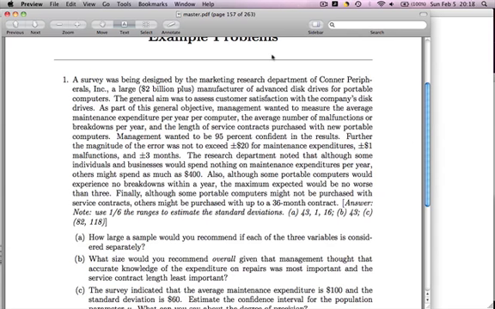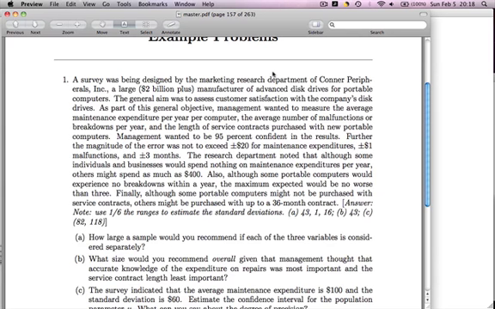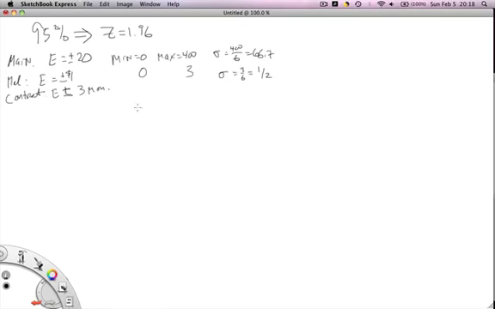Let's read on a little bit more. Also, although some portable computers would have no breakdowns, that sounds like a minimum, the maximum would be no worse than 3. So the min is 0, the max is 3, therefore sigma is going to be 3 over 6, or 1/2. Let's see, what else do we have now? Finally, although some portable computers might not be purchased with a service contract, others might be purchased with up to a 36-month contract. So the min is 0, the max is 36, so sigma is going to be 36 divided by 6, which is 6.